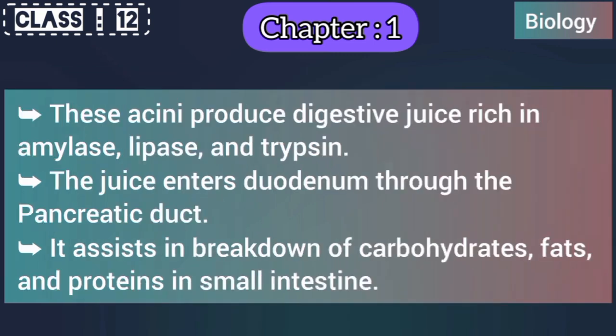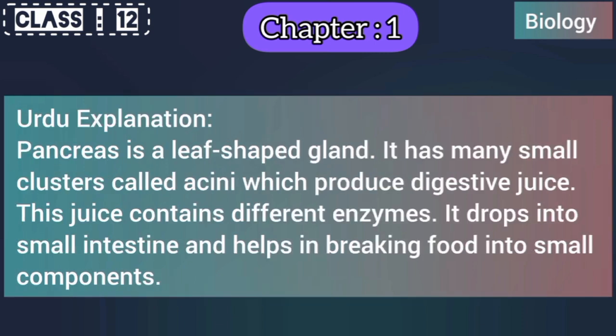These acini produce digestive juice rich in amylase, lipase, and trypsin. The juice enters duodenum through the pancreatic duct. It assists in breakdown of carbohydrates, fats, and proteins in small intestine.